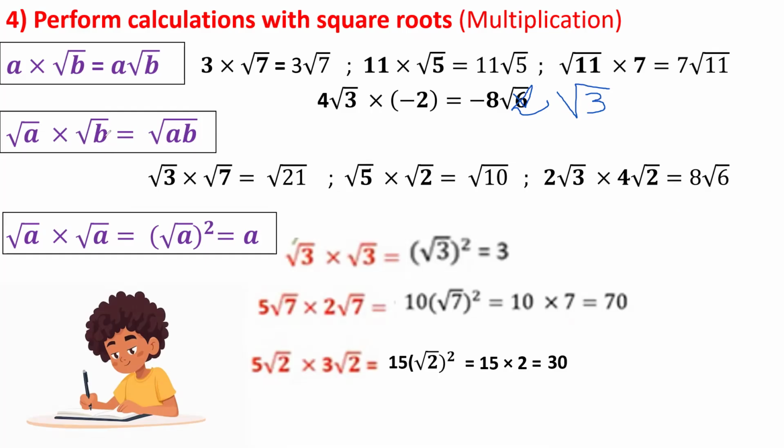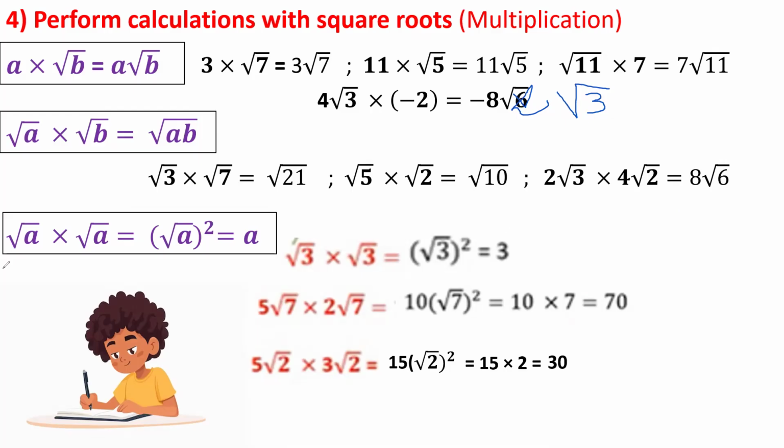Now the second rule, which is radical A times radical B. So I'm multiplying 2 radicals having different radicands. It will be radical AB, which is radical A times B. For example, radical 3 times radical 7 is radical 21. Radical 5 times radical 2 is radical 10. But please pay attention. If you multiply the radicands and you get a number you can simplify, you should simplify it. 2 radical 3 times 4 radical 2.